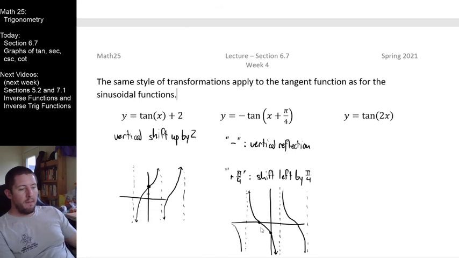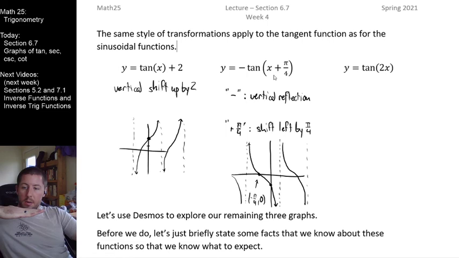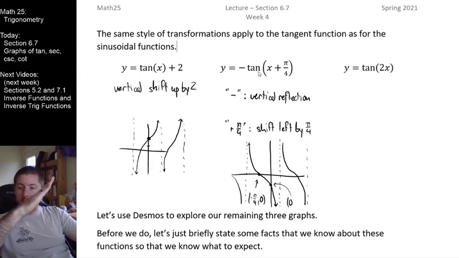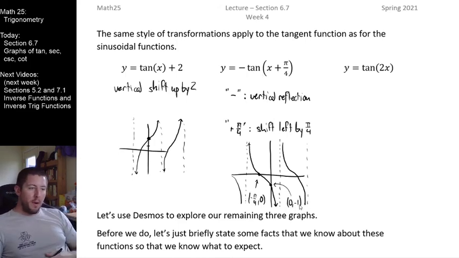Now I can see that if I were to plug in negative pi fourths into this guy, I should get out 0. That's because negative pi fourths plus positive pi fourths makes 0, and tangent of 0 is 0 because sine of 0 is 0. This point right here should be at the location. It looks like its x value is 0, and I know that if I plug in 0 for x, then I'm getting the negative tangent of pi fourths. Tangent of pi fourths is 1, and I'm going to take the negative of that, and I'm going to get negative 1.